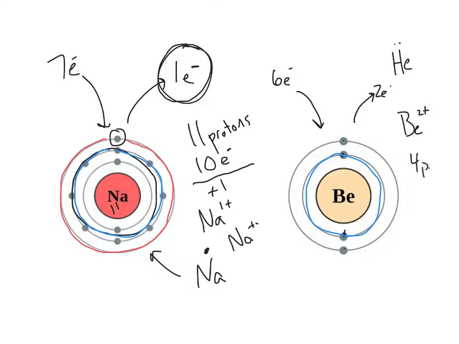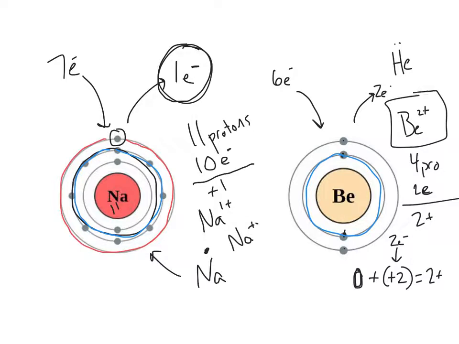It's still going to have 4 protons. Now it's only going to have 2 electrons because it got rid of 2, and so it's going to have a 2 plus charge. Okay, another way that you can remember what charge this thing is going to be is that these atoms start off as neutral. They have no charge. They start off at 0 for charge. They lose negative 2 electrons. And if I subtract a negative number, I end up with 2 plus. If you're more of a mathy person, you want to remember it that way. But beryllium is going to form a 2 plus ion, and sodium is going to form a 1 plus ion.